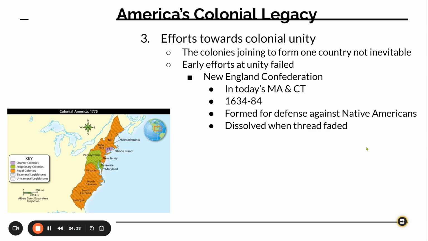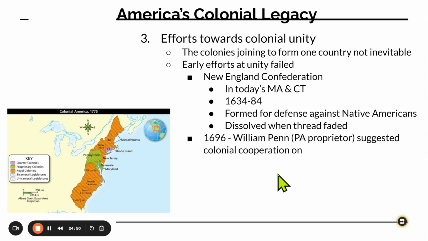But as the threat from Native Americans diminished, the purpose of the Confederation diminished, and in 1684 it dissolved. The next two things we're going to see are more bold proposals.